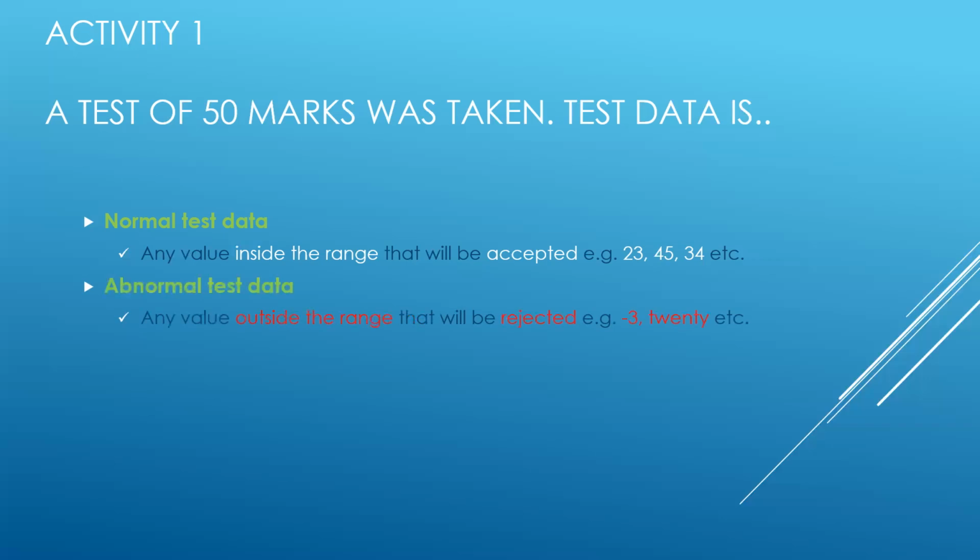Okay, now that's great. The ones who have studied the data types are able to answer accurately that in a paper of 50 marks, a student cannot attain TWENTY, because definitely that is a string value. And when we talk about the marks, marks are going to be integer. And that is why 20, although it seems to be the correct one, although it seems to be the normal test data, is actually falling in the category of abnormal test data.